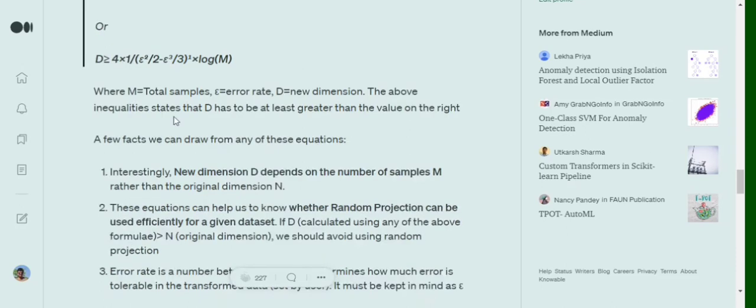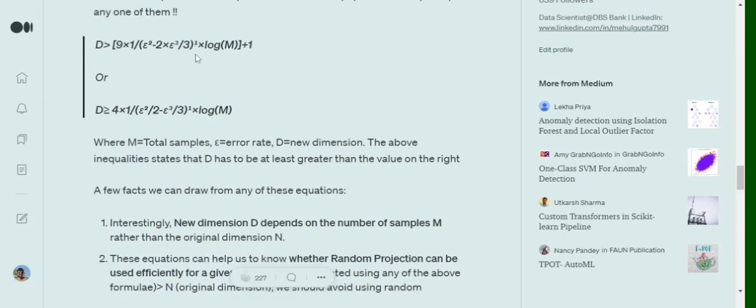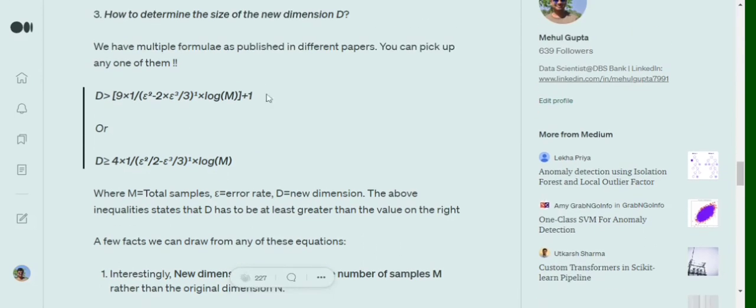Now there are a few things we can make out of this formula. The new dimension space doesn't depend on the old feature set size, but essentially on the total number of samples in the data set. You can see there is no mention of the number of features the data set has. Rather, it takes into account the number of samples, that is m. If you remember, m cross n is the matrix we considered in the beginning.